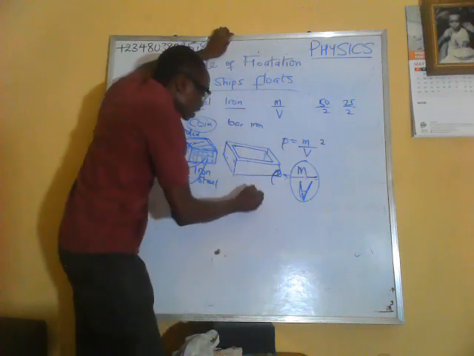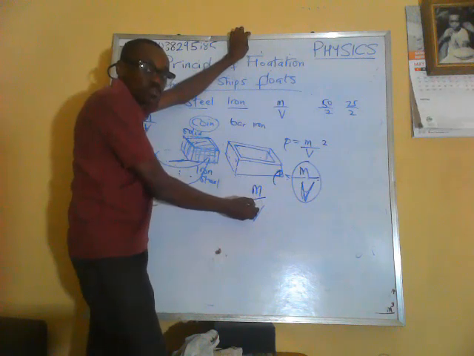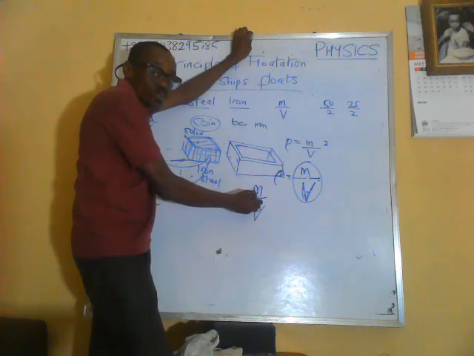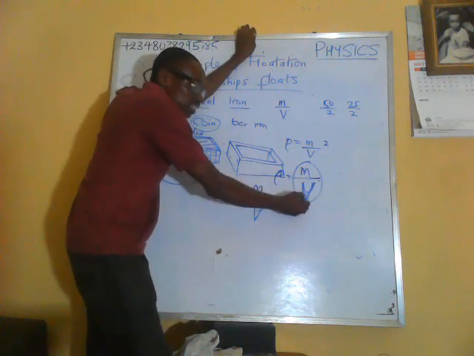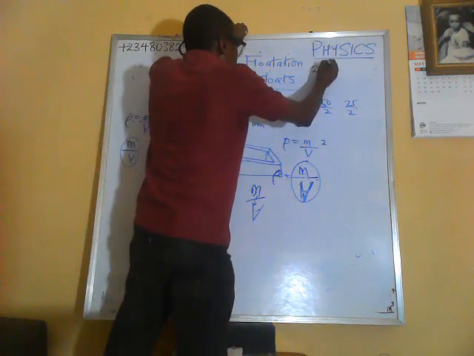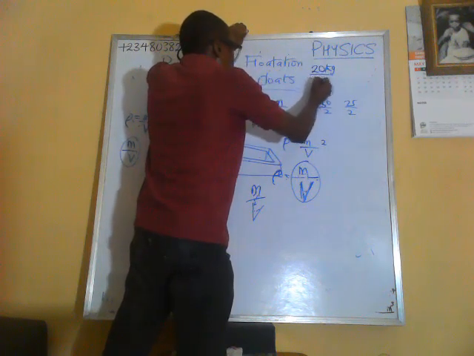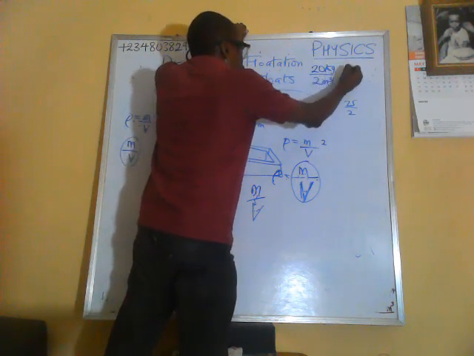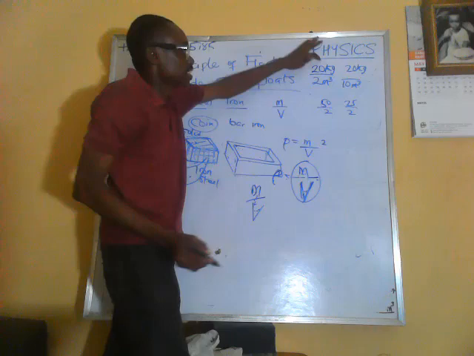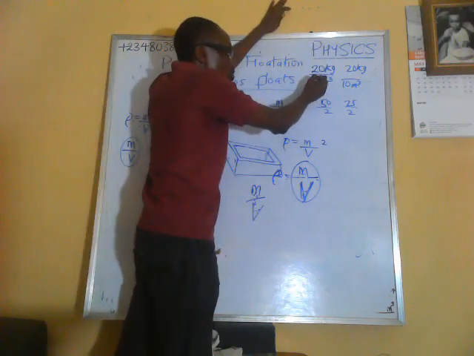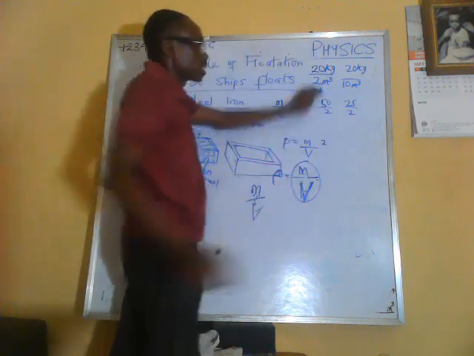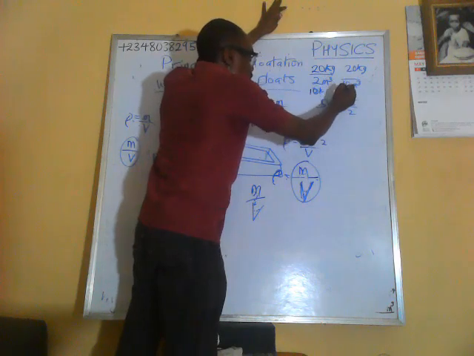If you use the volume of material that we use to construct the ship, this volume is small, so the density of the ship is going to be higher than the density of water. But using a large value will actually reduce the density. It's just like you have 20 kilogram over 2 cubic meters, and you have 20 kilogram over 10 cubic meters. This is density. Here you have a small volume, so you have 10 kilogram per cubic meter for the density. Here 20 divided by 10, a larger volume, you're going to have 2.